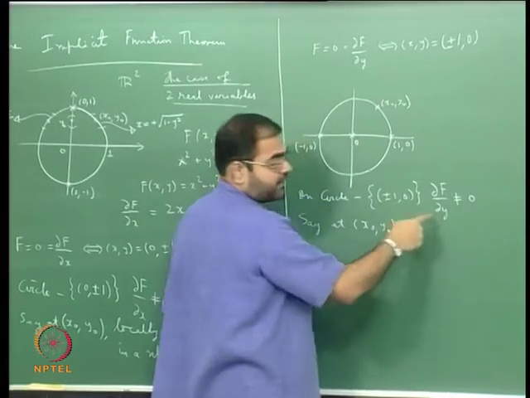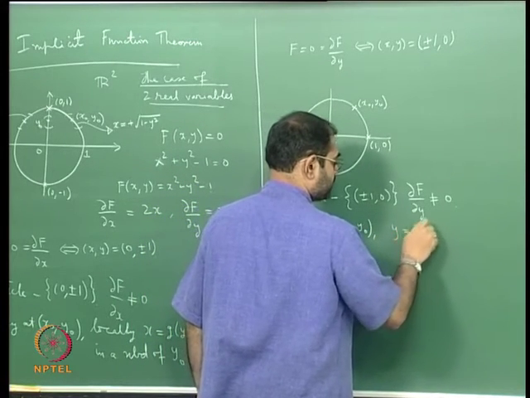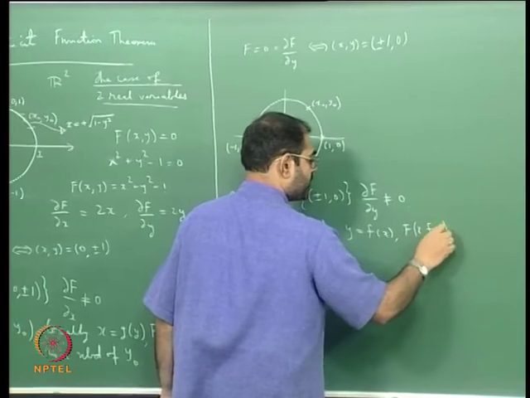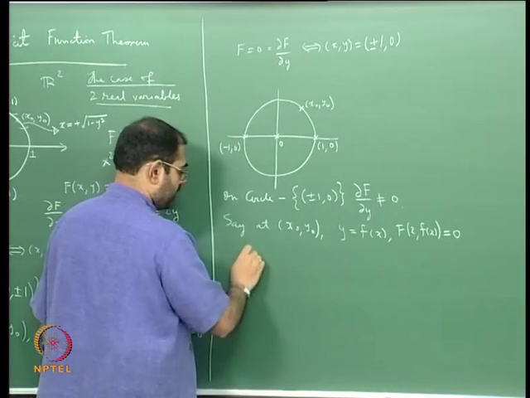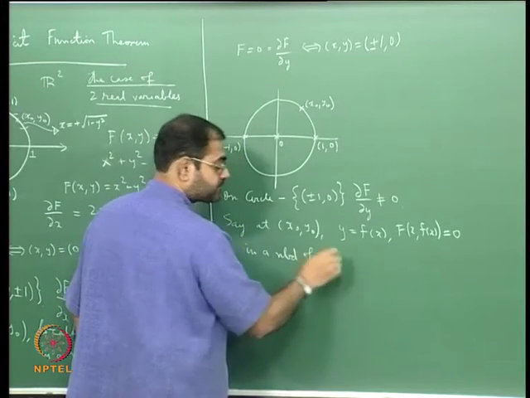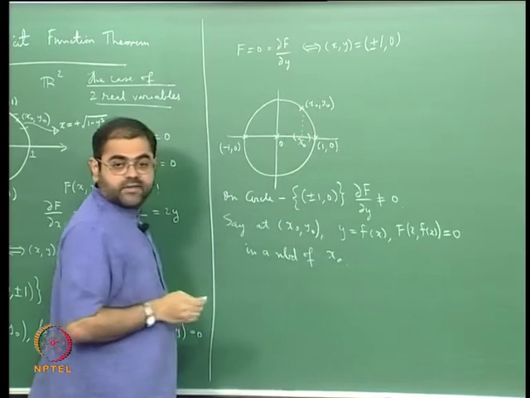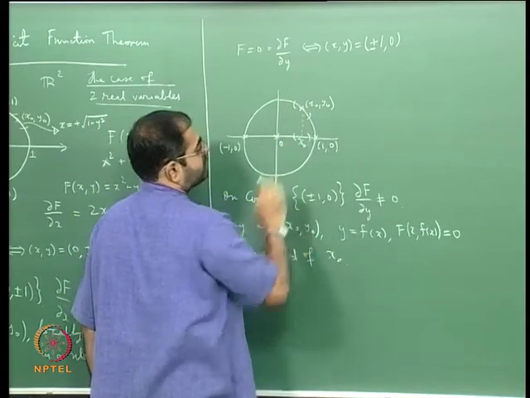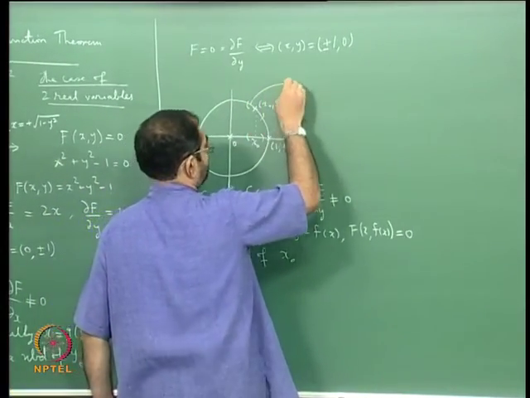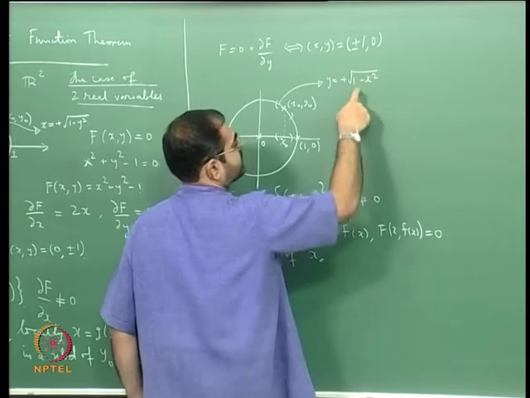you can solve for y as a function of x. y can be written as a function of x, and that will be a solution of f of x comma y equal to 0. So you will get f of x, y equal to 0 in a neighborhood of x naught. What will happen is that you project down to x naught, and there is a small neighborhood of x naught such that the graph of the curve in a neighborhood of x naught will be given by y equal to the positive square root of 1 minus x squared. So this is your f of x.